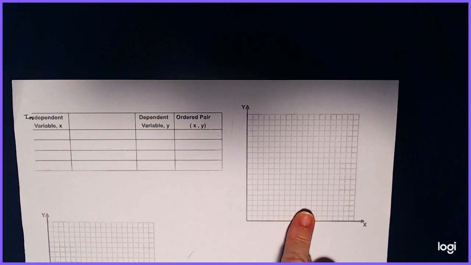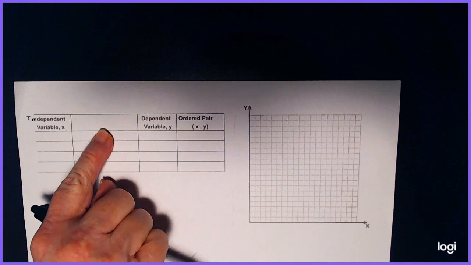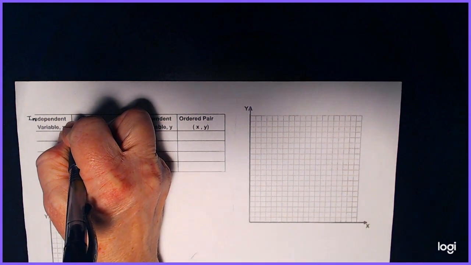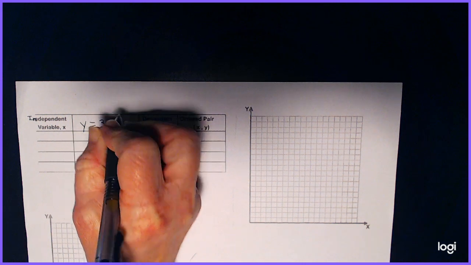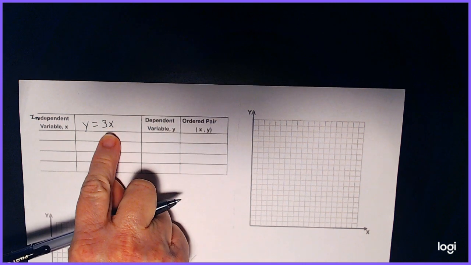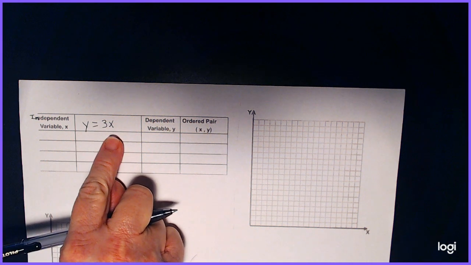So we're going to do a couple of these together, and then I'm going to have you practice a little bit on your own. So the first equation I'd like for you to write, in this empty box from the top, is y equals 3x. Now we know that when they're touching like this means multiply. We can see that we have the two variables, the y variable and the x variable.